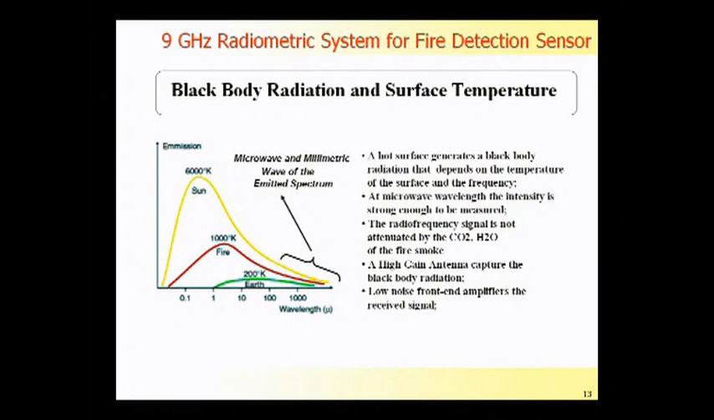For our application, we are interested in this area for radio frequency and microwave wavelength, because in this area we have an emission that is able to go through the smoke and the rain, so we can see if there is a fire also when it's not visible. The drawback is that the emission in this area is really low, so we need a high gain antenna and a low noise front end to amplify the received signal.